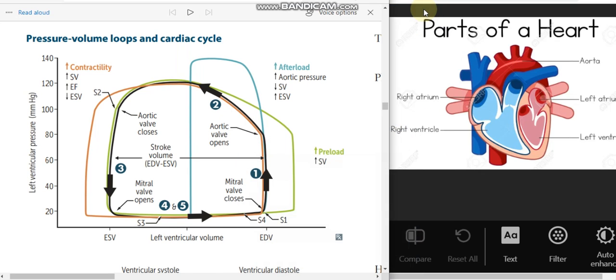Welcome to pressure volume loops part 2. Here we are going to do the basic pathologies, or basic conditions, that can alter this graph. So first is the preload.